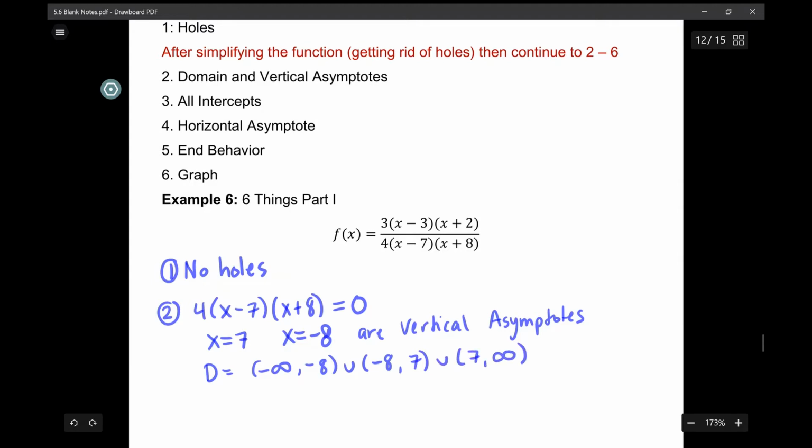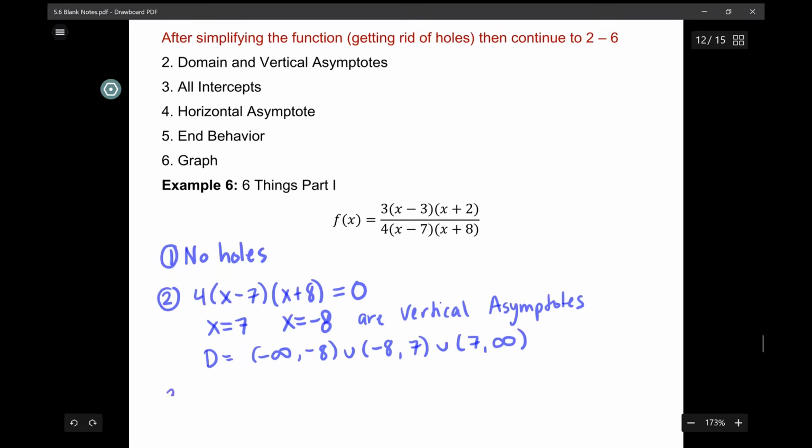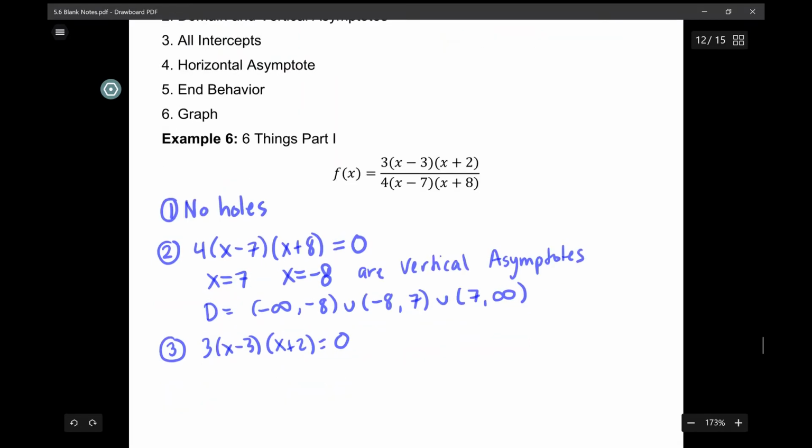All right, let's find all our intercepts. Well, we find our horizontal intercepts by setting the numerator equal to 0. And again, this one's already nicely factored for you, so we can just practice our rational function skills. That's going to be at x equal to 3 and x equal to negative 2. So those are our horizontal intercepts, (3, 0) and (negative 2, 0).